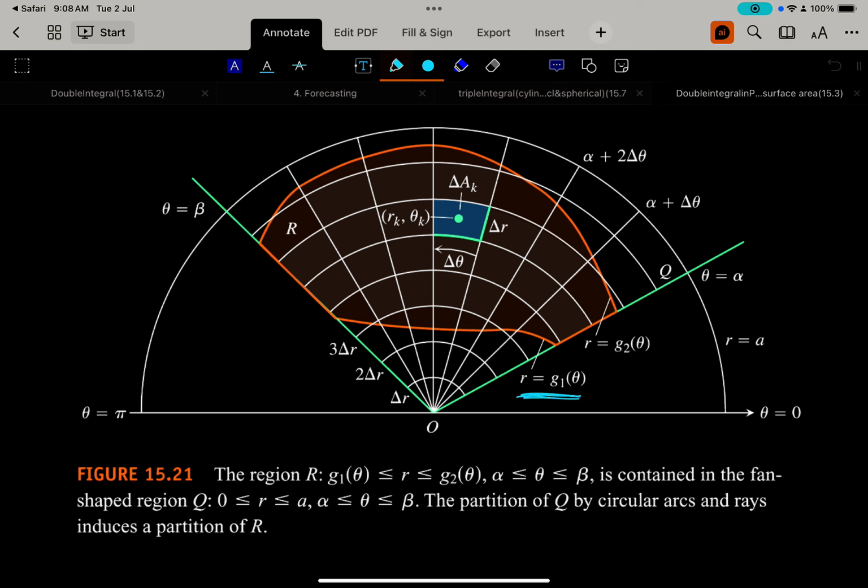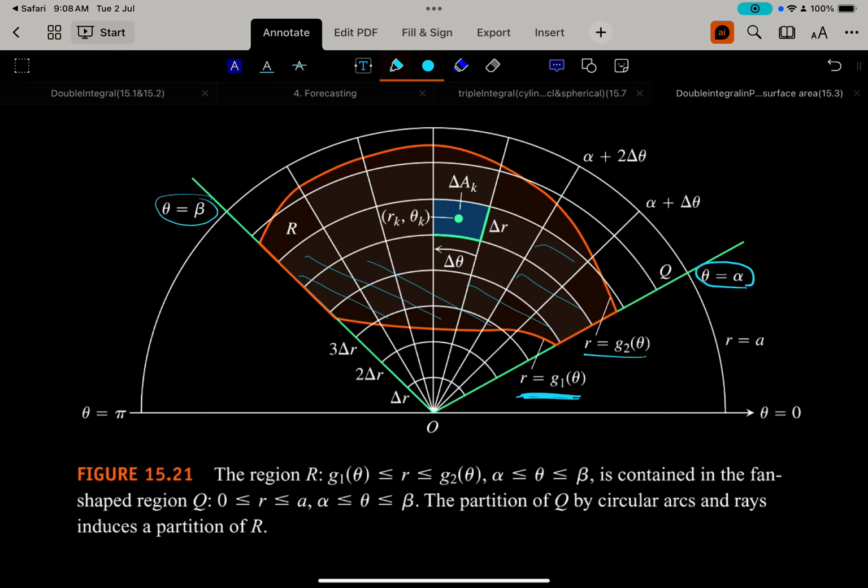We have first r equals g1 of theta, and then we have r equals g2 of theta, and this is the other function here. And so these functions bound the region shaded in orange. As you can see, these functions bound this region, which is g1 of theta and g2 of theta. And then theta starts at alpha, so our first angle is alpha, and our second angle is beta, so theta equals beta.